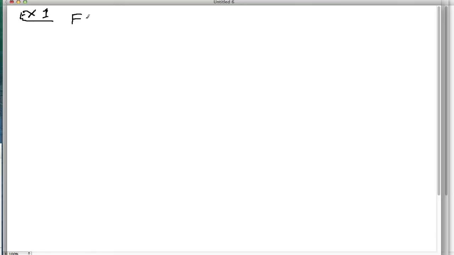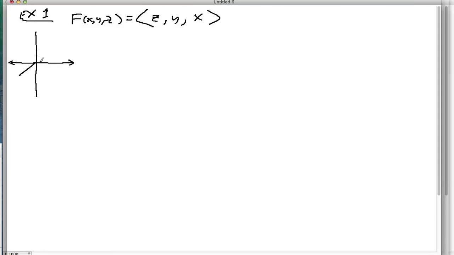And we're going to have the vector field f of x, y, z is equal to z, y, x. All right, so this is a funny vector field. Let's see what it looks like. It's pretty wild. It's difficult to draw in 3 dimensions.